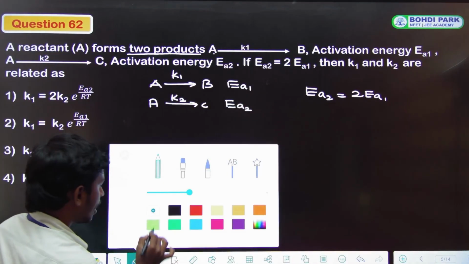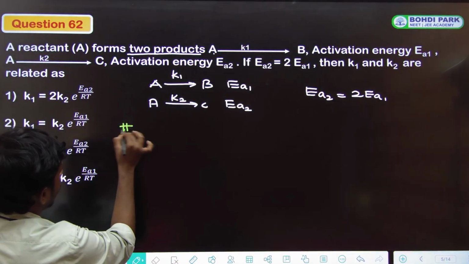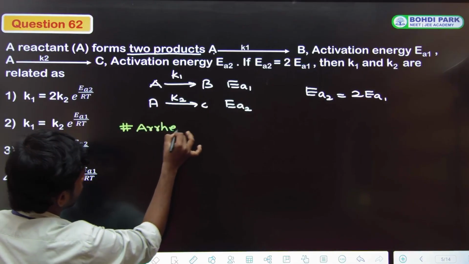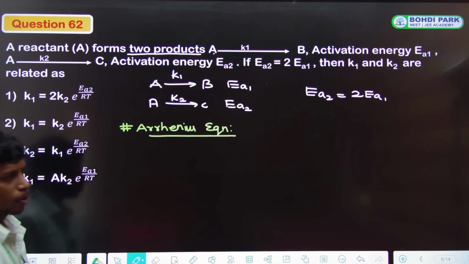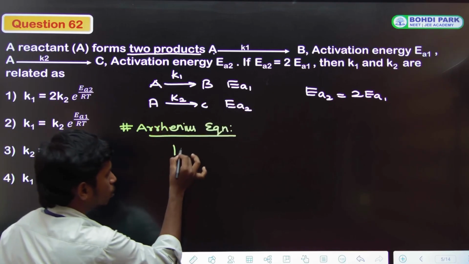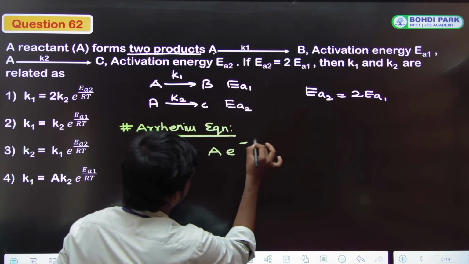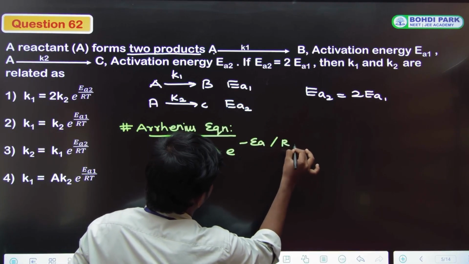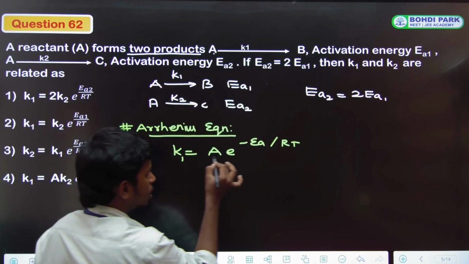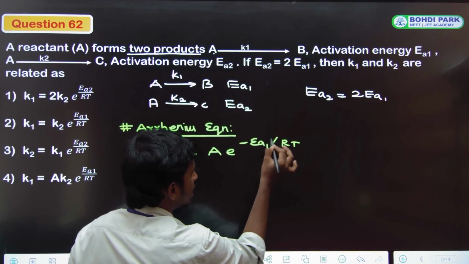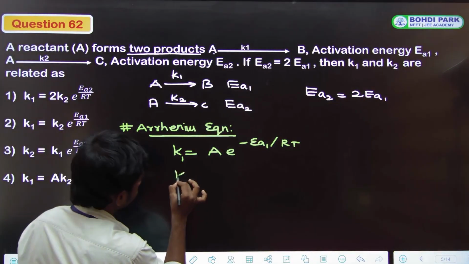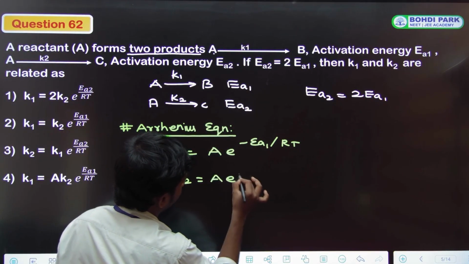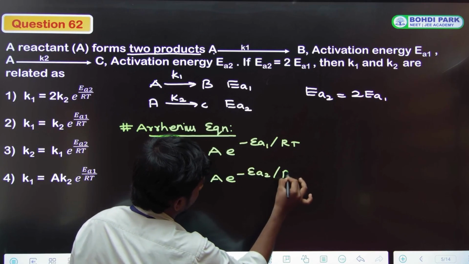So you are going to use the Arrhenius equation, and we are going to derive this from it. What is the Arrhenius equation? K is equal to A e power minus EA by RT. So K1 is equal to A e power minus EA1 divided by RT. Then what about K2? K2 is equal to A e power minus EA2 by RT.